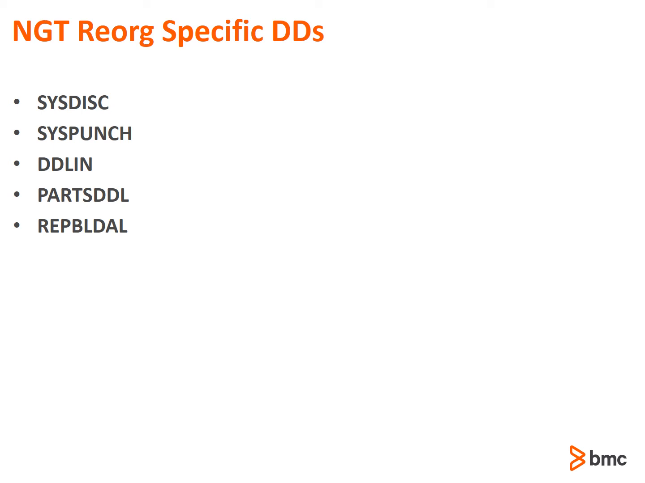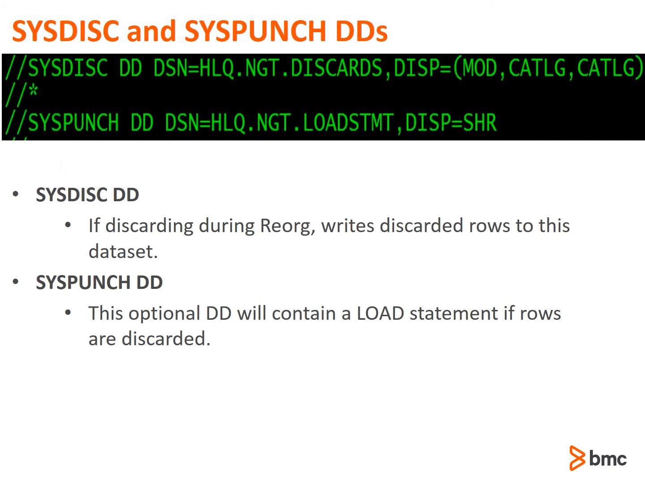There are several optional DDs specific to NGT Reorg that we'll cover in the next slides. If discarding during reorg, NGT Reorg writes discarded rows to the sysdisk DD. If discard DDN is specified in an output statement to a different DD name, sysdisk is ignored in the JCL. Load statements are written to syspunch if reorganizing with discards.